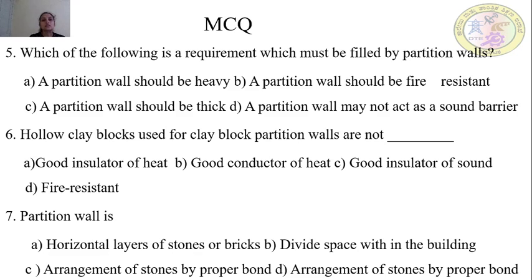Which of the following is a requirement which must be fulfilled by partition walls? A. A partition wall should be heavy. B. A partition wall should be fire resistant. C. A partition wall should be thick. D. Partition wall may not act as a sound barrier. And the answer is: a partition wall should be fire resistant.